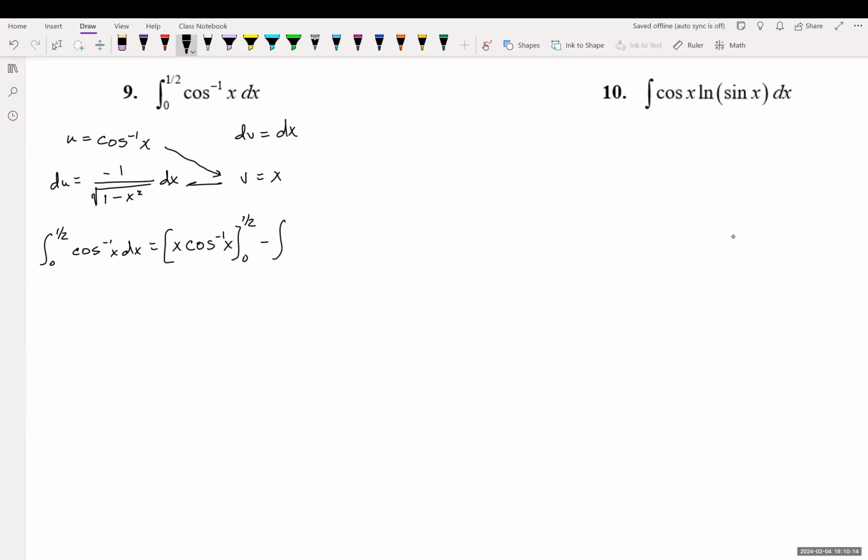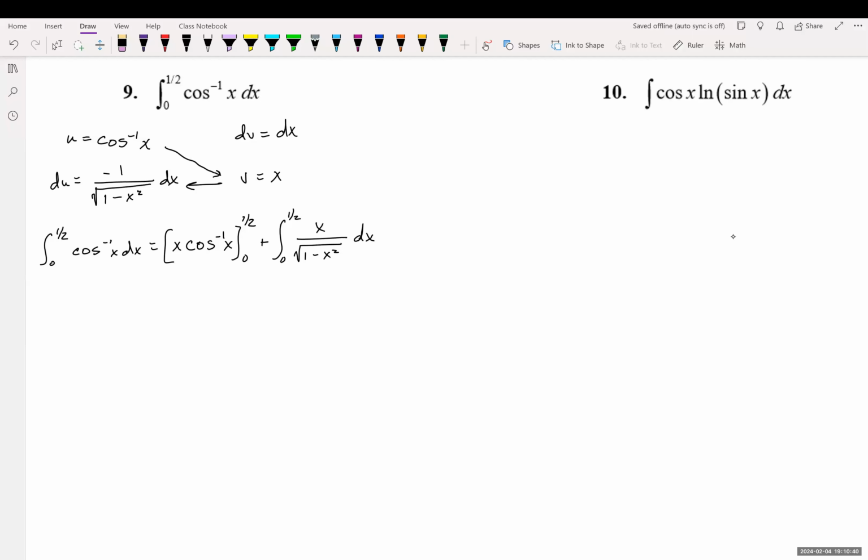Now we need v du, which will give us a negative x over the square root of 1 minus x squared dx. Of course, we have this negative business, which is no fun. Let's go ahead and make that just a positive like this. And of course, we still need our limits of integration. So at this point, what do we do with this integral?